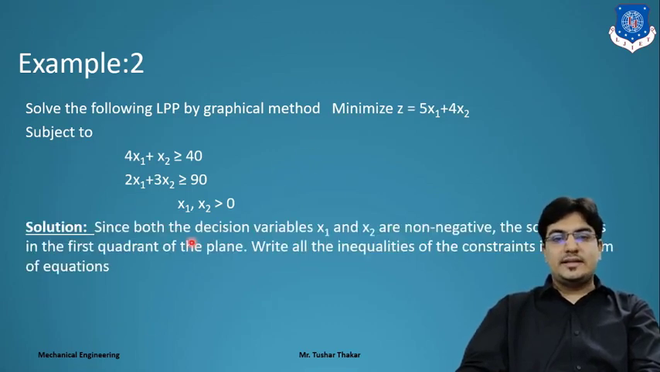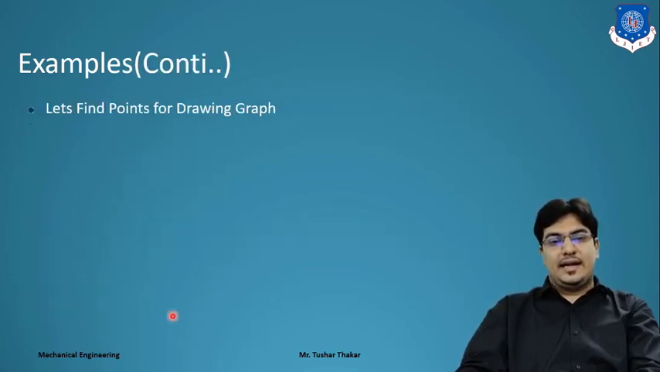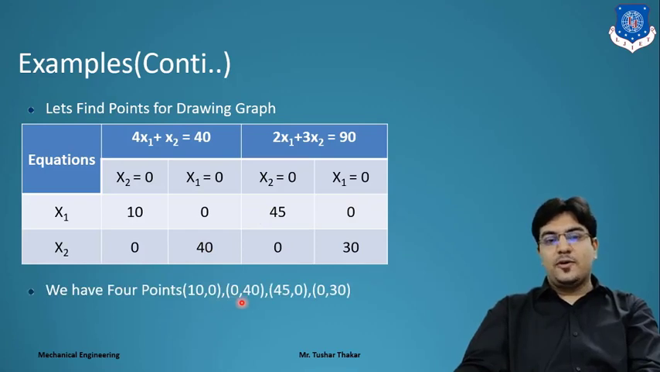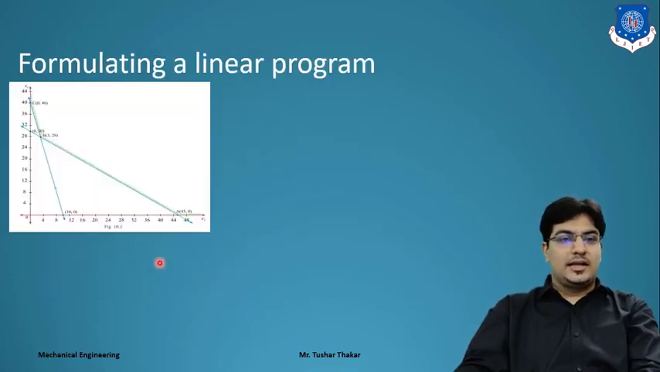Since both the decision variables x1 and x2 are non-negative, again this solution lies in the first quadrant plane. So we convert into equality equations like 4x1 plus x2 is equal to 40, 2x1 plus 3x2 is equal to 90. Now to find the points for drawing the graph, we get the points 10 0, 0 40, 45 0, 0 30. We have 4 points over here. Now we plot that graph over here.